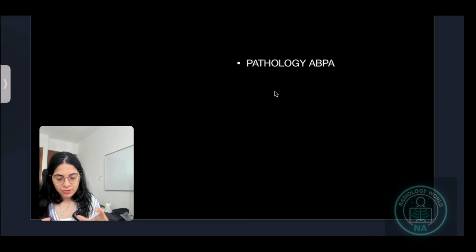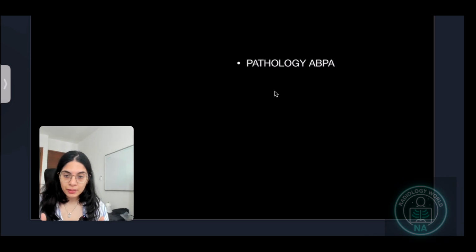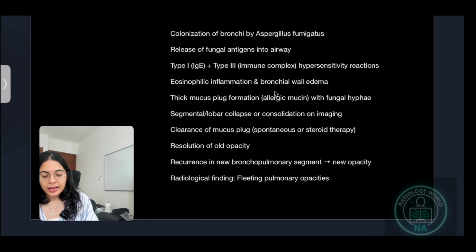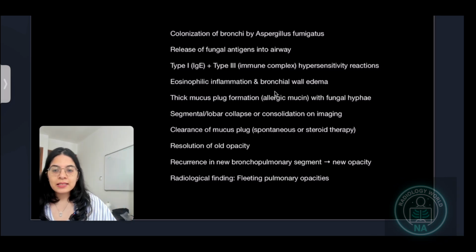If you are interested in knowing the pathology of ABPA, again you need to know that the overall immune system is hyper. The patient is having either cystic fibrosis or asthma. Okay, what happens? There is long-term colonization of the aspergillus. When the aspergillus is colonized in this particular bronchial mucosa, there is some sort of immune reaction happening. There will be an increase in the IgE levels and there is also an increase in the IgG levels.